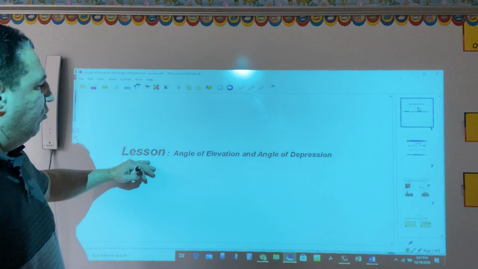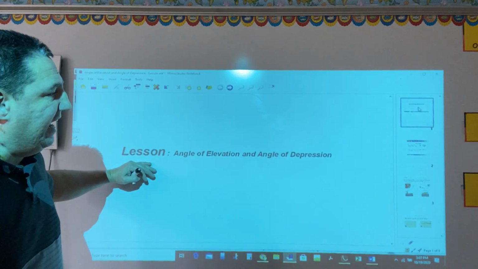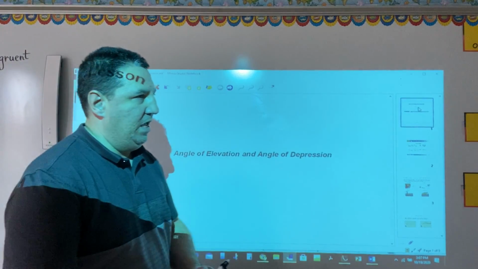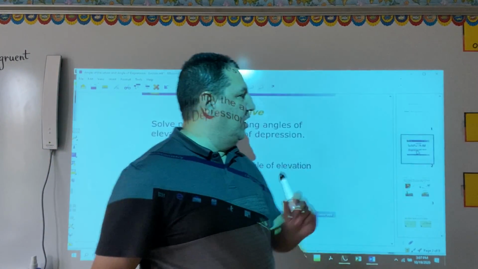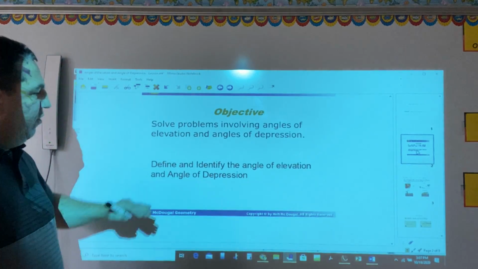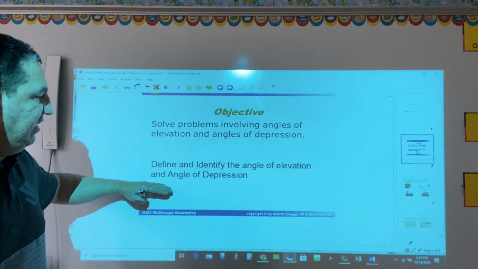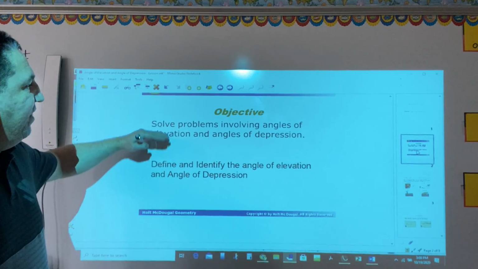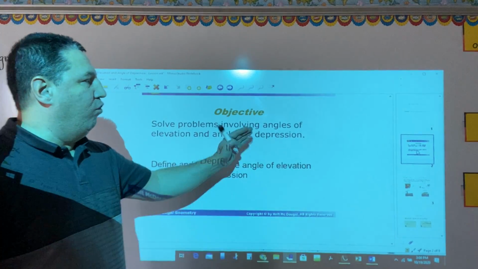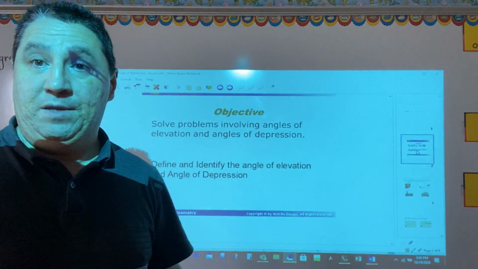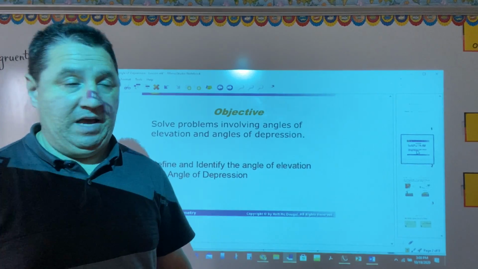Today we'll talk about angle of elevation and angle of depression. We have two main objectives. First, we define and identify the angle of elevation and angle of depression. Then we solve problems involving angles of depression and angles of elevation.